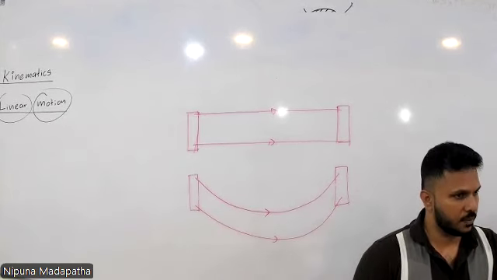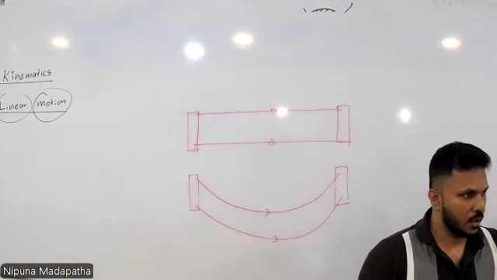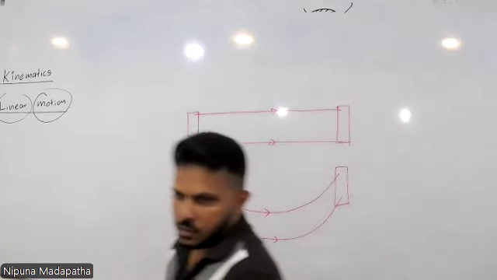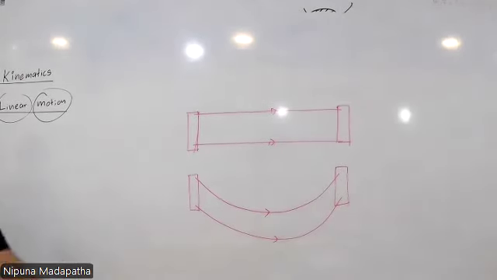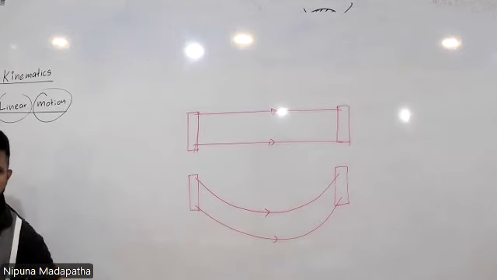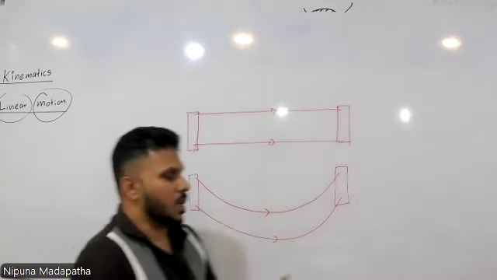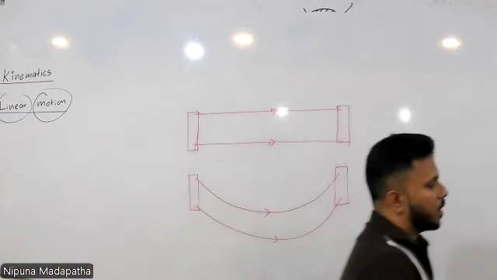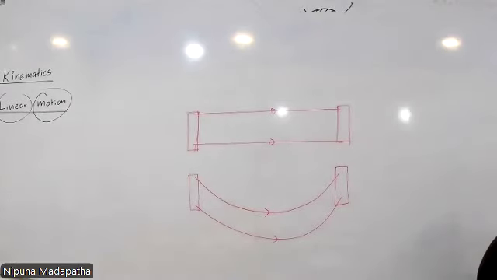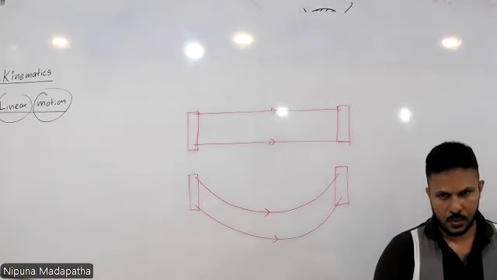Now I am here, then I move to this place. So my position has changed with time. That means there is some kind of motion. So we define motion as a change of position of an object or body over time.